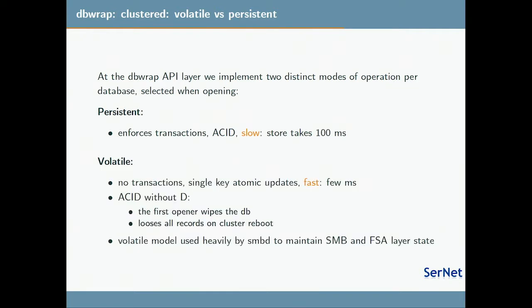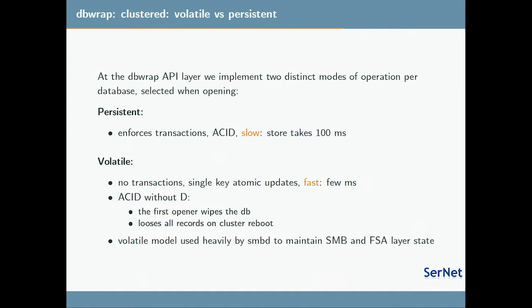a problem. And the other model we have is the so-called volatile model. Doesn't support transactions, that's really just atomic updates. But this one is fast, just a few milliseconds. One or two orders of magnitude faster, probably. The problem is this one is ACID without D, which means you have the database on disk, which has lots of precious records. No one currently has this database open, so you're the first opener that opens it. And with this volatile model, we pass a special flag, which requests, and it's always this way, clear first, which means the first opener wipes the whole database.